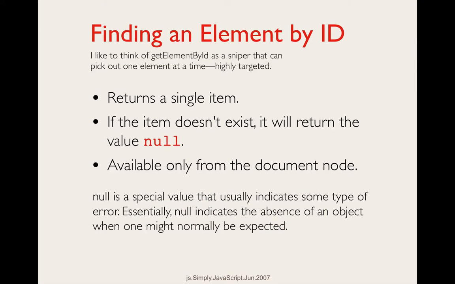Now if you want to find an element by ID, you can think of it like a sniper, where you can pick out just one element at a time. It's very highly targeted. It returns a single item. Remember, IDs are unique. If an item doesn't exist, it will return the value null. We'll talk about null a little bit, as opposed to undefined. And it's only available from the document node. So don't try and run this from any other nodes than the document node.